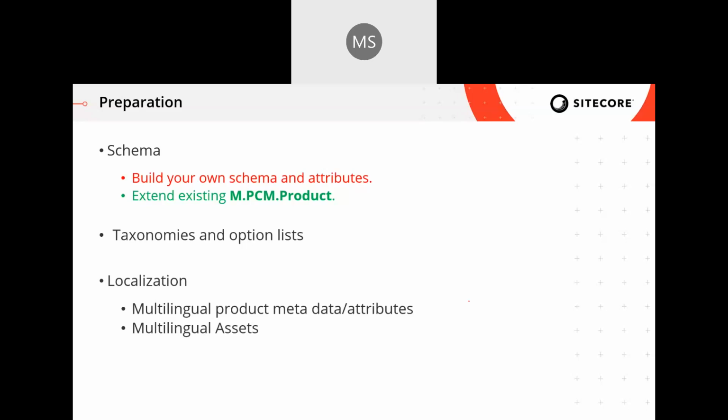Also, you need to think about the metadata attributes and how you can set them up to be multilingual. And if you want to use different assets per catalog or different assets per language version, how can I do that?